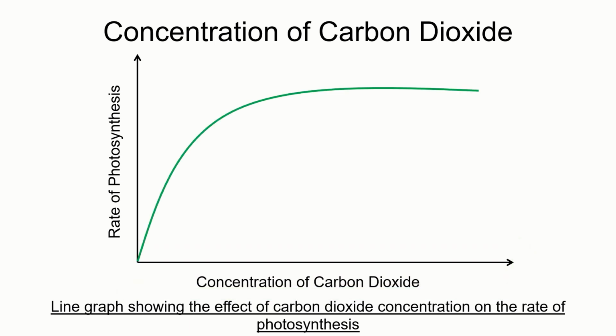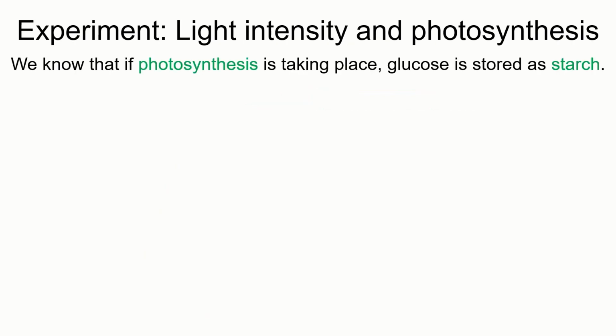This graph shows the effect of carbon dioxide concentration on the rate of photosynthesis. At a low carbon dioxide concentration, the rate is low. As the concentration increases, the rate also increases, but only to a certain point. This is the optimum amount of carbon dioxide, where the photosynthesis occurs as fast as possible. Any concentration higher than optimum is the same rate, because the reaction cannot take place any faster, shown as a plateau on the graph. Let's do an experiment.